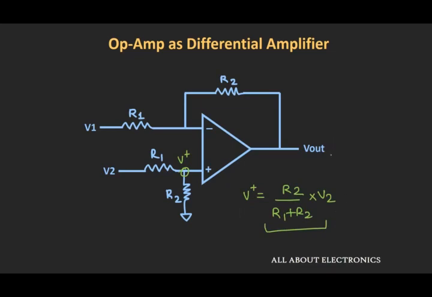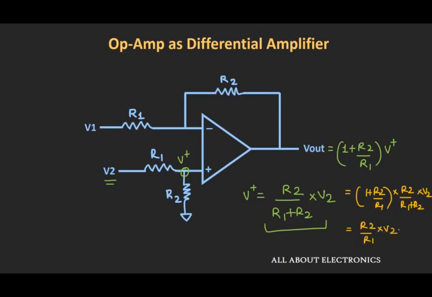Now we know that the output voltage V out because of this voltage source V2 will be equal to 1 plus R2 divided by R1 times this voltage V plus. So now if we put this value of V plus, then we will get 1 plus R2 divided by R1 times R2 divided by R1 plus R2 times this voltage V2. So if we simplify it, then we will get the term R2 divided by R1 times this voltage V2.